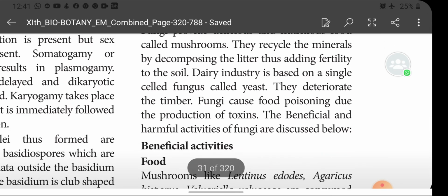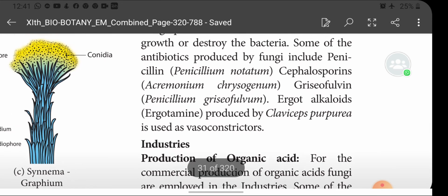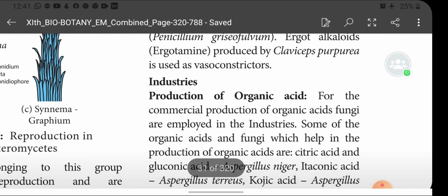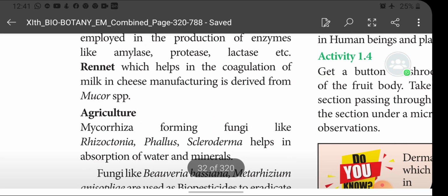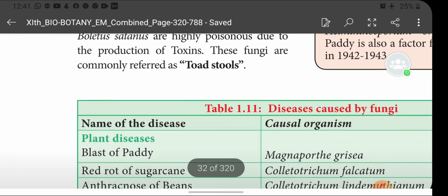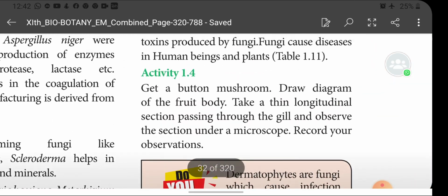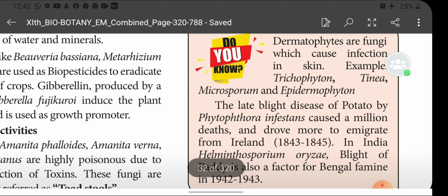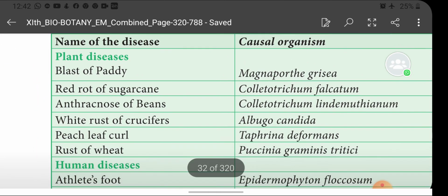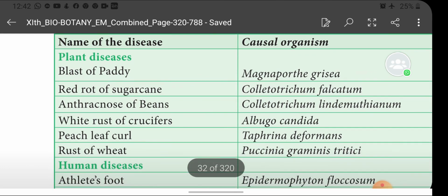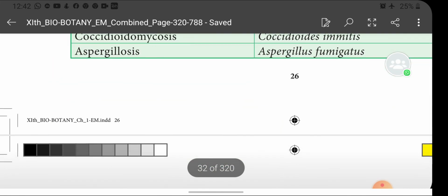And for economic importance, please go through it by yourself, children. It is nothing but the fungi used as food, medicine and used in industries, bakery and brewery, production of enzymes, agriculture, and the harmful activities. Please learn by yourself and see the table column, the names of the diseases in plants, animals and humans, and the causative fungi responsible for that.